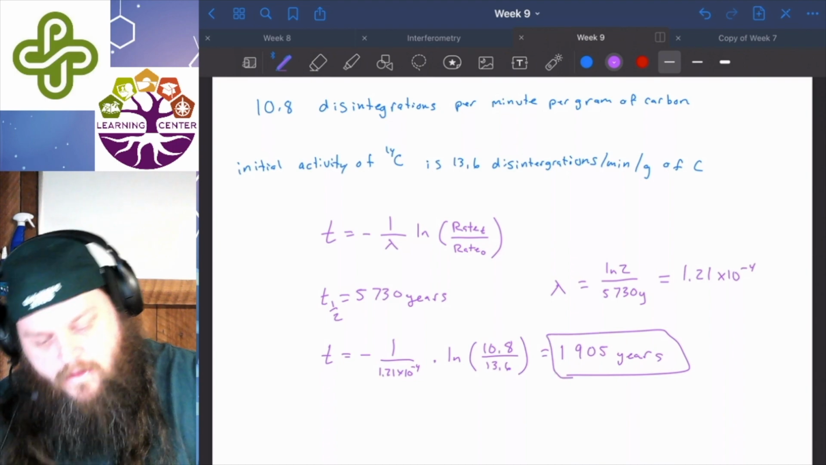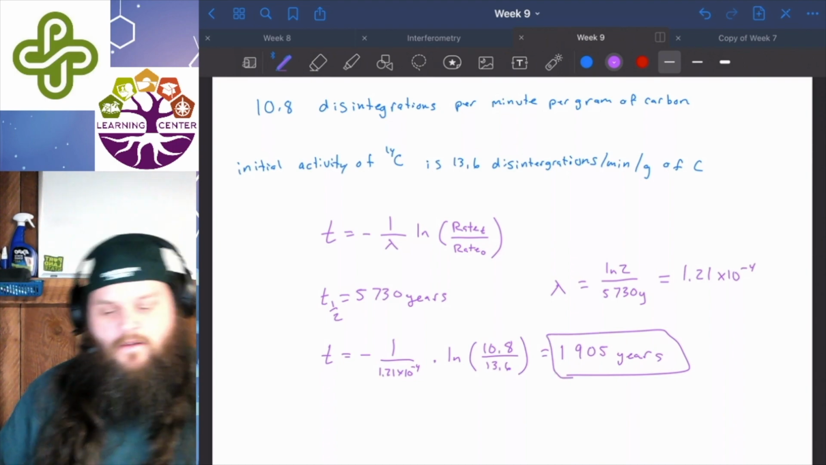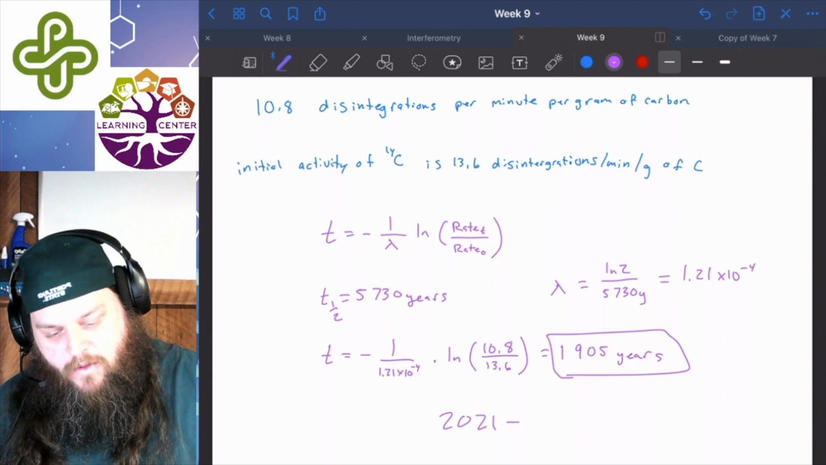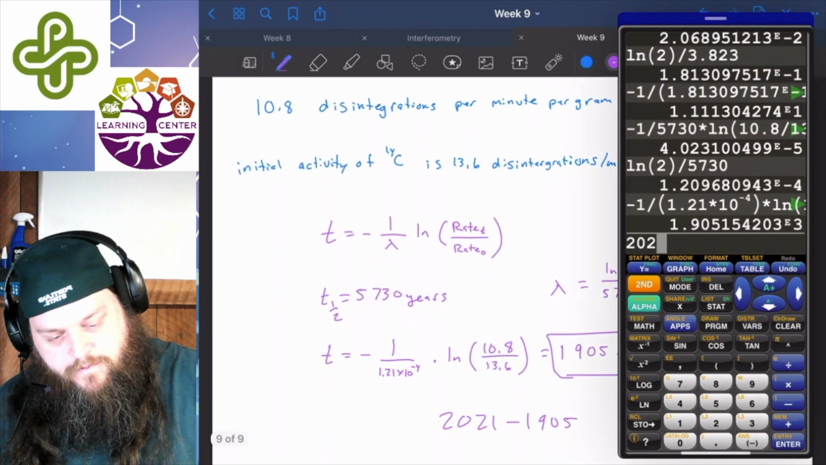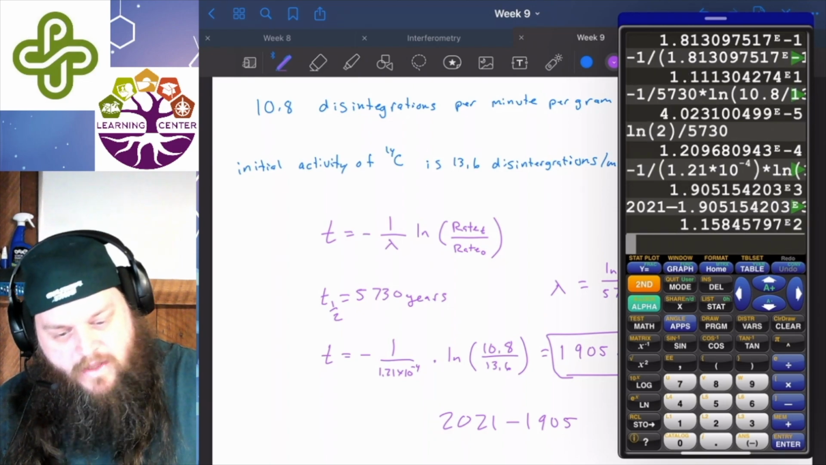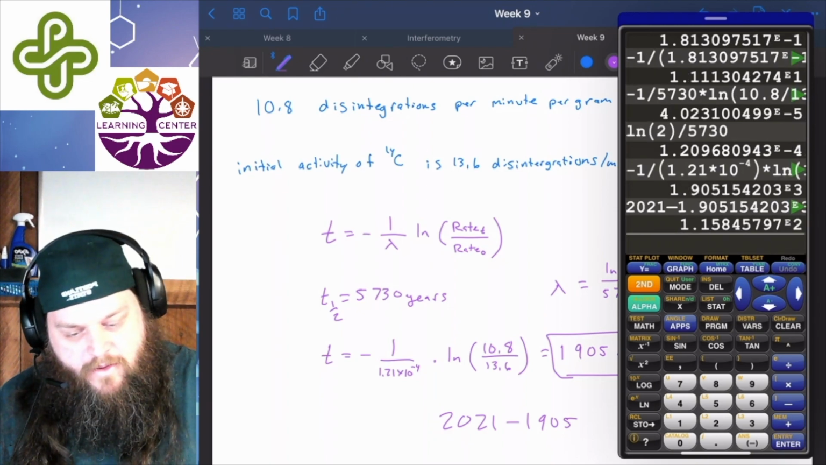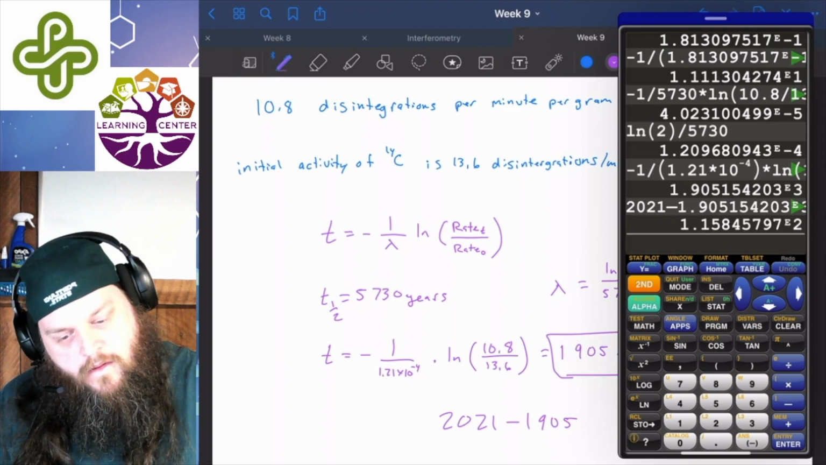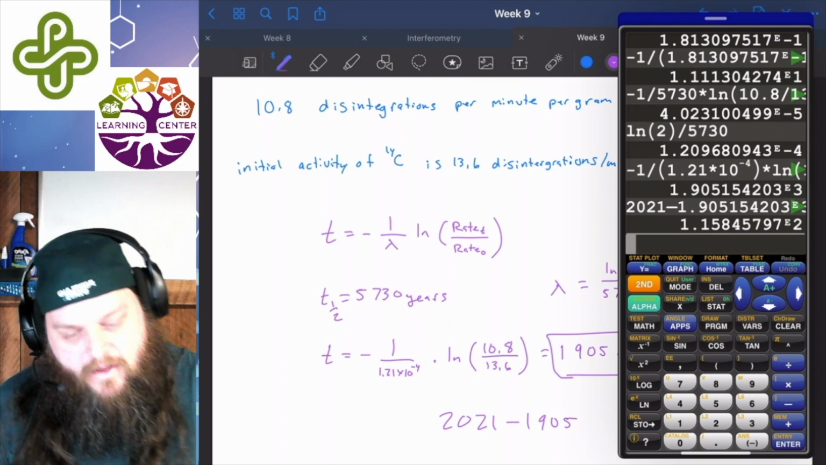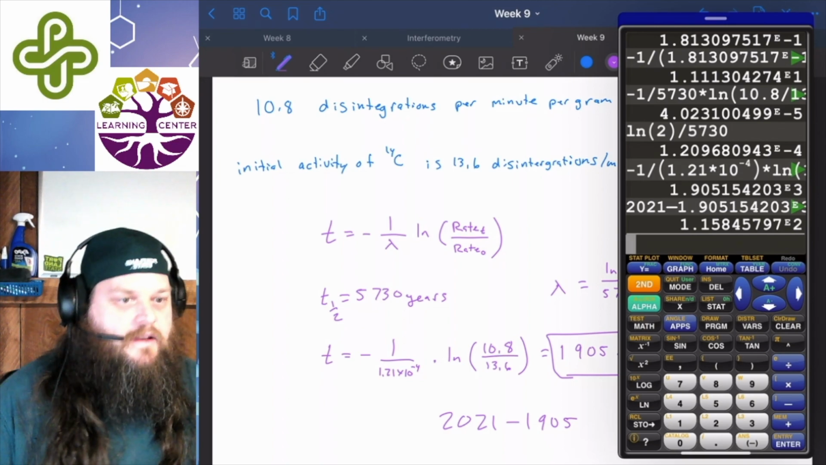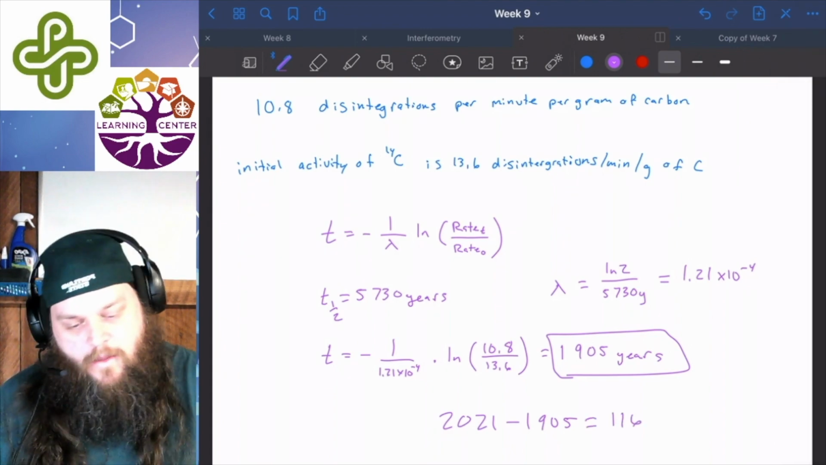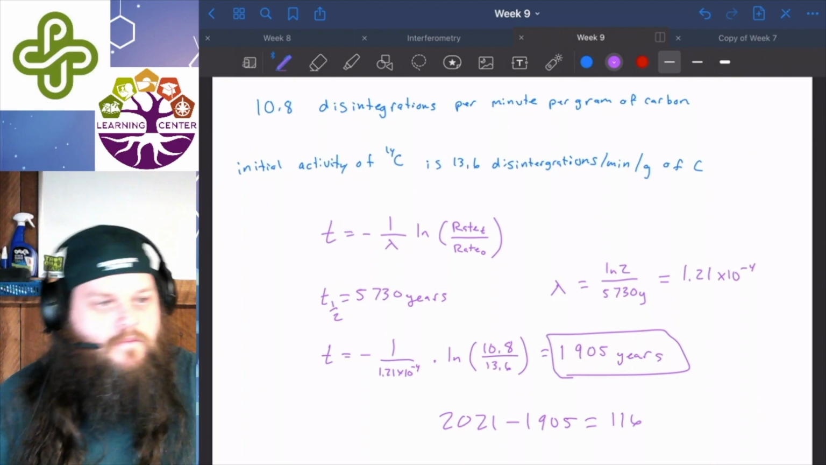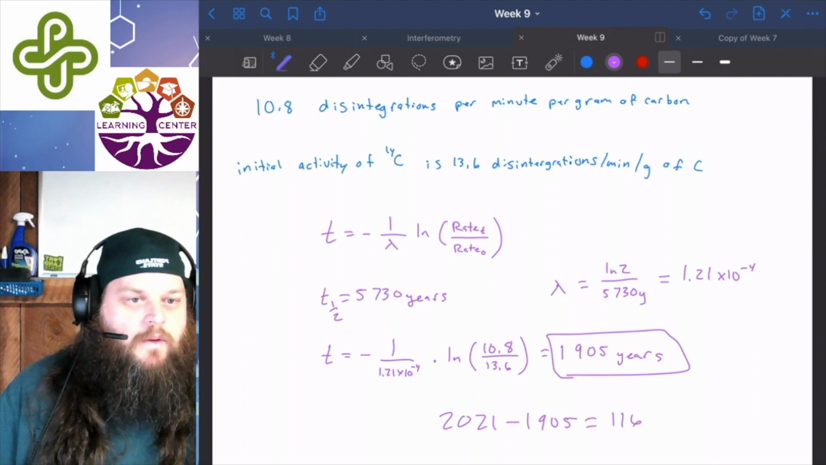That's how old the Dead Sea Scrolls are. So you can subtract, even if you wanted to, 2021 minus 1905. And we can see that those are about 116. The year 116 is when they were made, about. So that was a long time ago, long before we knew anything about carbon dating and stuff.